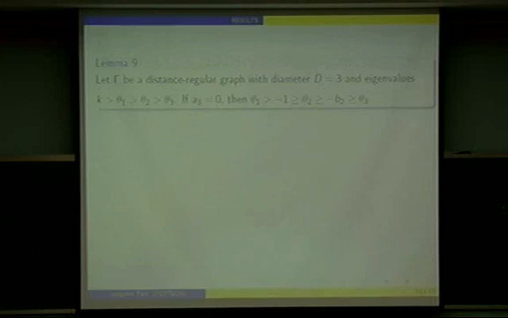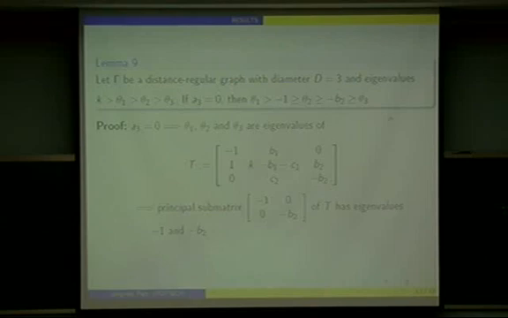Let gamma be a distance regular graph with diameter 3 and eigenvalues K, theta 1, theta 2, theta 3. If A3 is 0, then the following holds. A3 is 0 implies theta 1, theta 2, theta 3 are eigenvalues of this matrix. Then the principal submatrix minus 1, 0, 0, minus 2 of T has eigenvalues minus 1 and minus B2. Then by interlacing, the inequality holds.